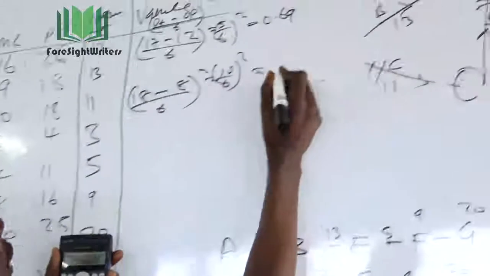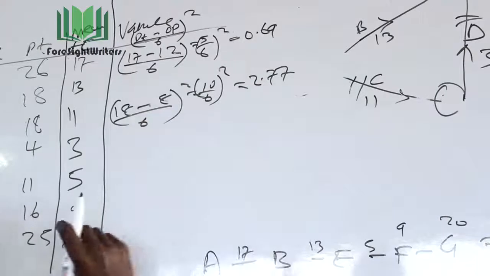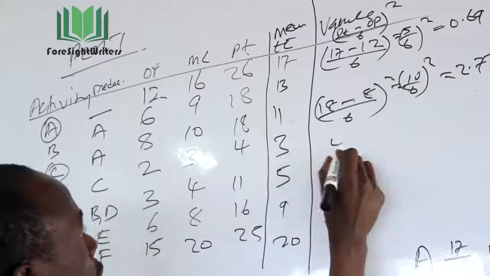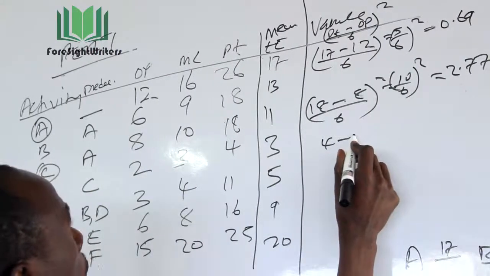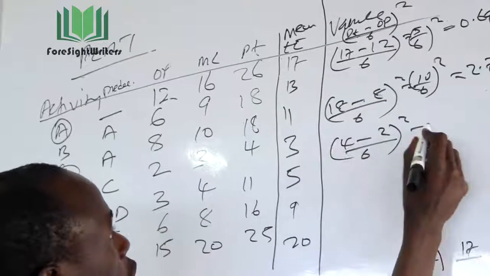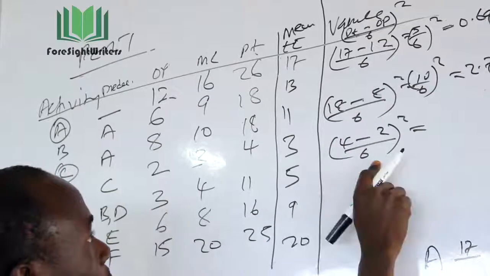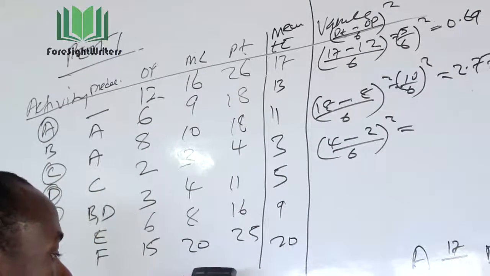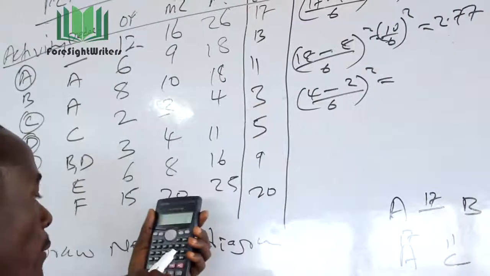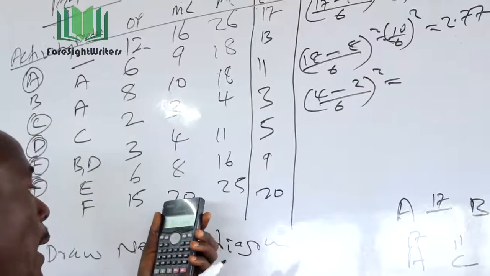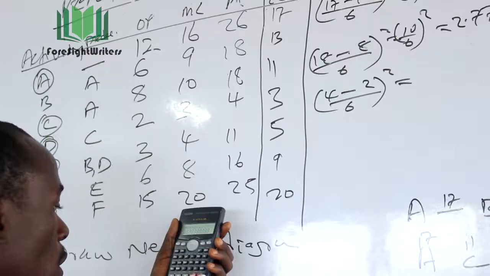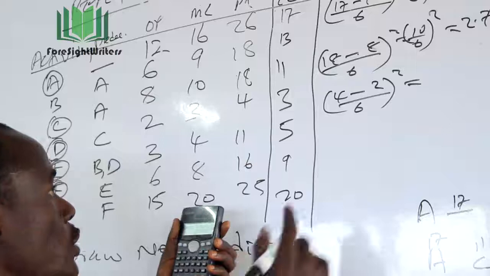So I go to D. For D, the pessimistic is 4 and the optimistic is 2, divided by 6, squared. So what will I get there? This is 2 divided by 6, which gives 0.333. You square the 0.333, times 0.333, and I get 0.111. That activity is done.